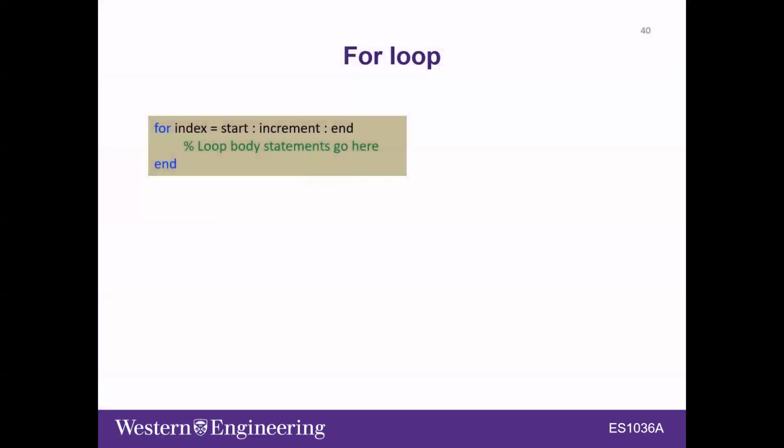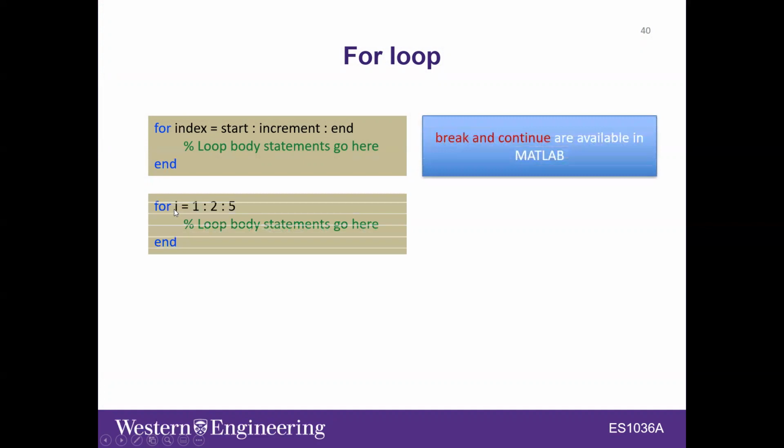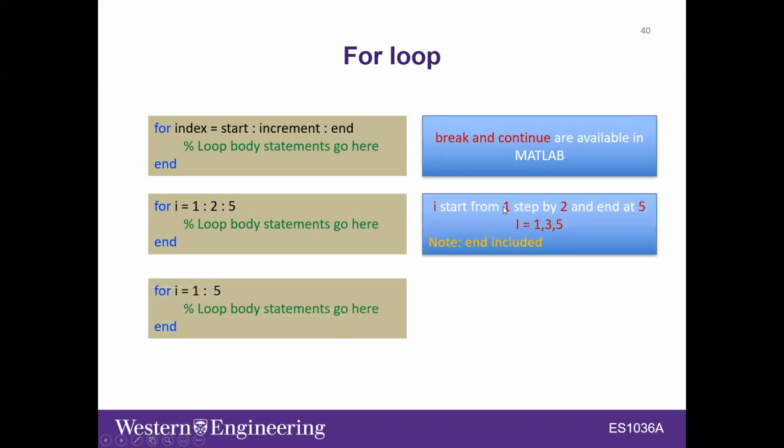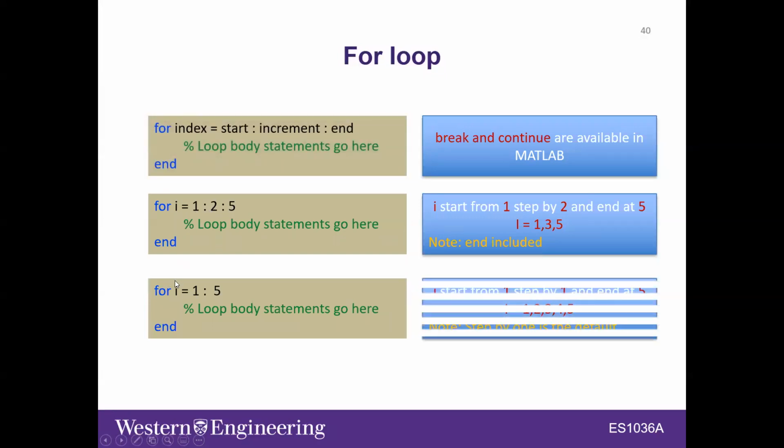For loop: for index, colon, increment, colon, the end value. Then the loop body, and here is the end of the loop. So for i equal 1:2:5, step 2, that means it will start at 1 and end at 5. So it will go 1, 3, 5, because 1 plus 2 is 3, then plus 2 is 5.